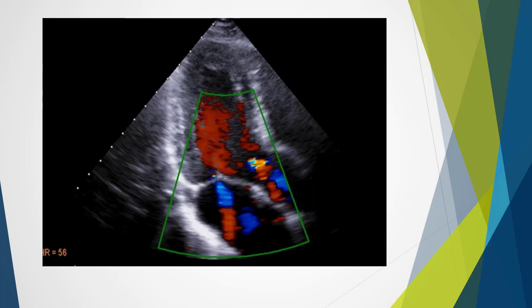And here we have an example looking at colour over a long axis view. Those of you who are astute will note that we wouldn't see aortic regurgitation in this frame because we're looking at systole. We can see mitral regurgitation, and we know that they alternate between the two: mitral regurgitation in systole, aortic regurgitation in diastole.